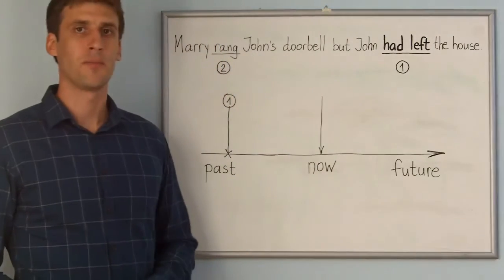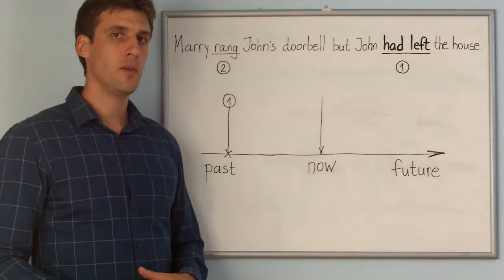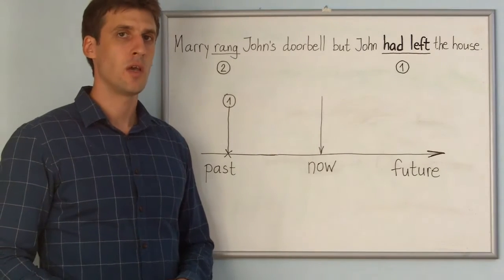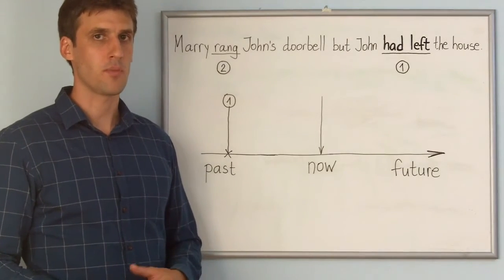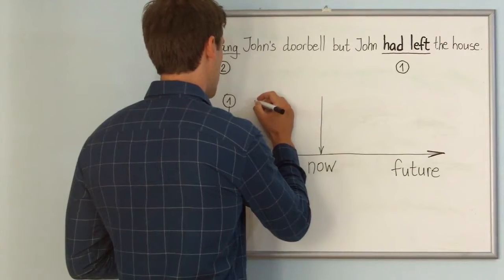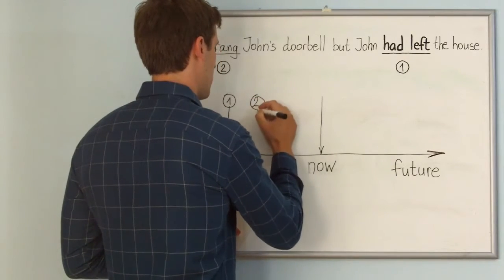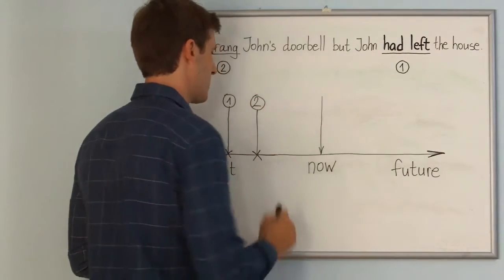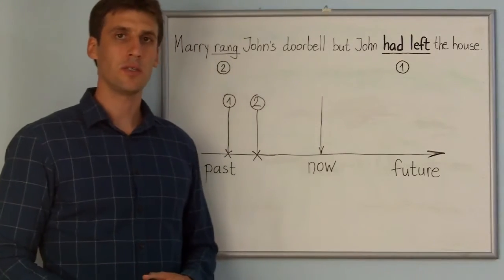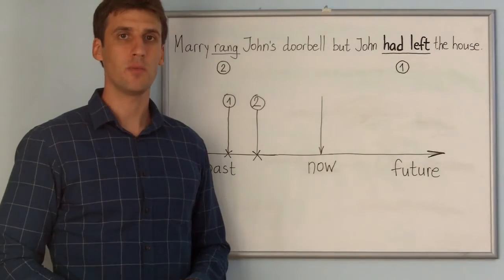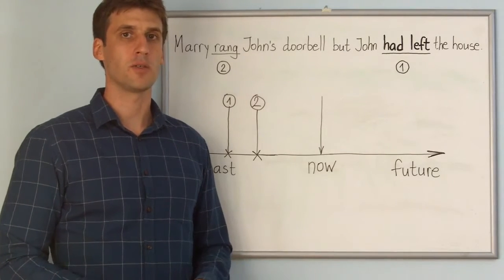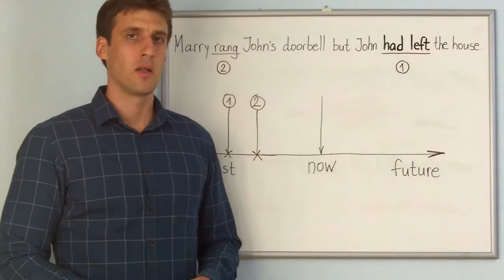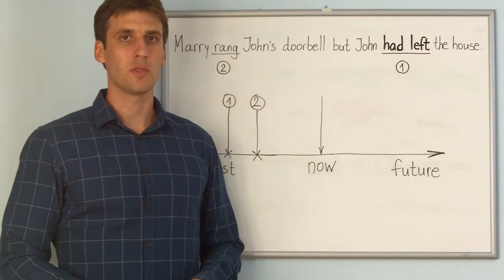We'll place it here. After some time, Mary came to John's house and rang the doorbell. That's the second action that happened. We'll place it here. Now you can see how we use the past perfect simple to show that one action happened before another action in the past. Let's have a look at some more examples of the past perfect simple.